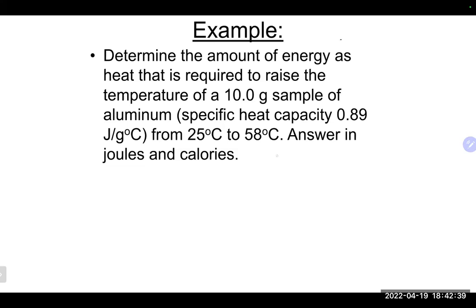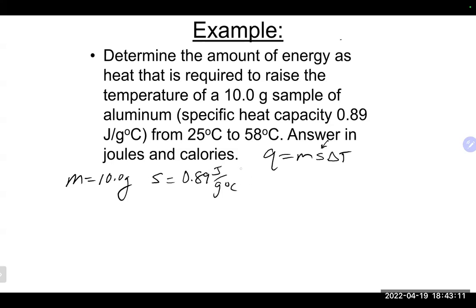Okay, so looking at this one, obviously we're dealing with specific heat capacity, so we want to think about our equation, m s delta T. By the way, some books, some people will not use S, some people will use C for specific heat capacity. Some people use SH for specific heat capacity, so you may see various symbols in there. In this case, we have the mass, which is 10 grams. We also have the specific heat capacity given to us, which is 0.89 joules per gram per degree Celsius. Because this is in Celsius, as we talked about, you don't need to convert it to Kelvin. Our final temperature is 58 degrees Celsius, and our initial temperature is 25. So we actually have everything on this side, so we just need to plug it in.